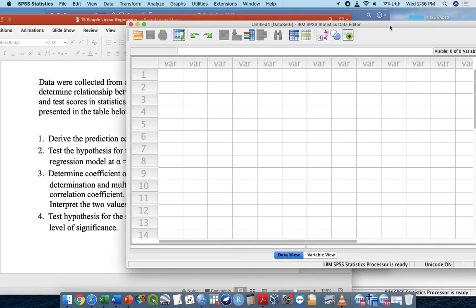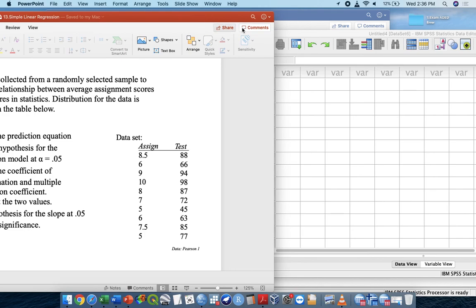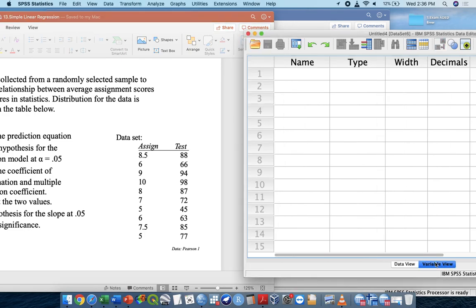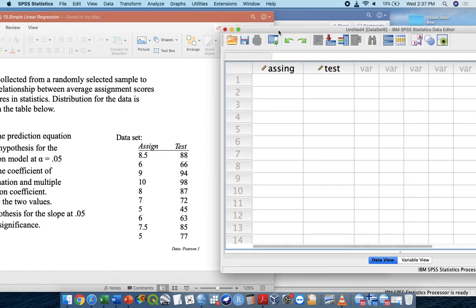example after this. So now we have to go to variable. Please follow me. Go to the variable view and then please insert accordingly. The first one is assign and then the second one will be test. Please choose the new one, the new variable or the new sheets, and then enter it accordingly. 8.5 and then 6 and then 9.